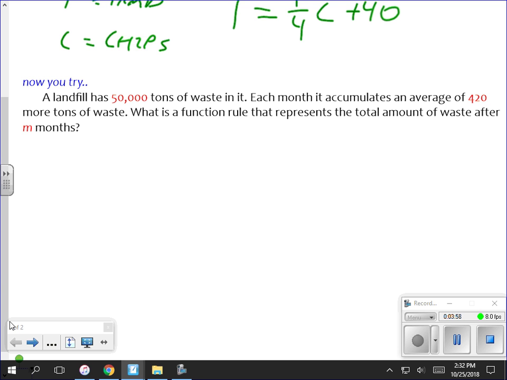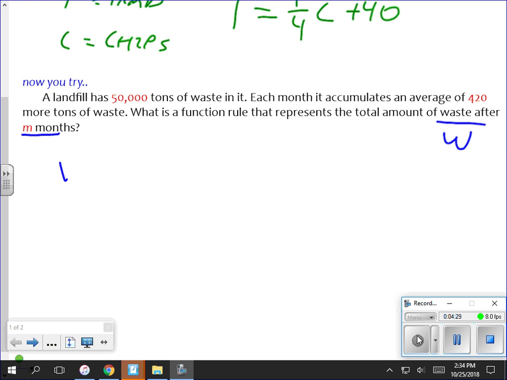Take a look at the second one. See if you can figure out what you're going to do there. You're actually given one of the variables already. And you'll have to come up with the other variable and come up with the equation to go with it. Okay, so let's take a look at this one. So you're given one of them, M months. The other thing we're comparing it to is waste. And we should use W for waste because it makes sense. So it's write a function rule, how much waste after so many months.